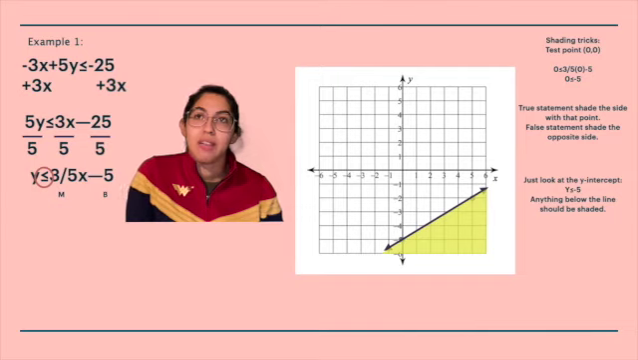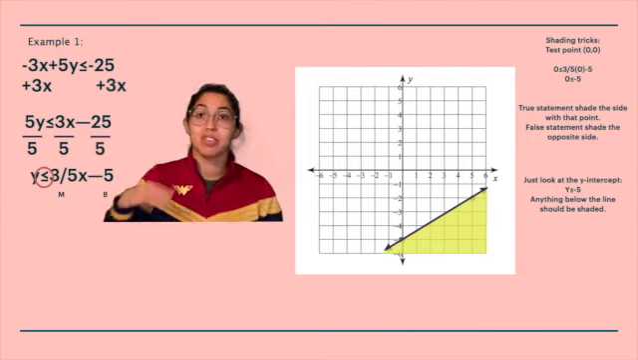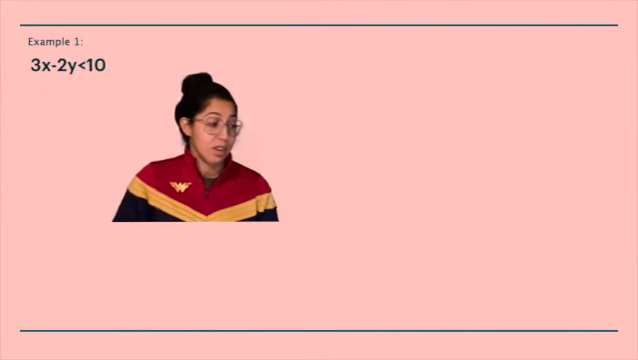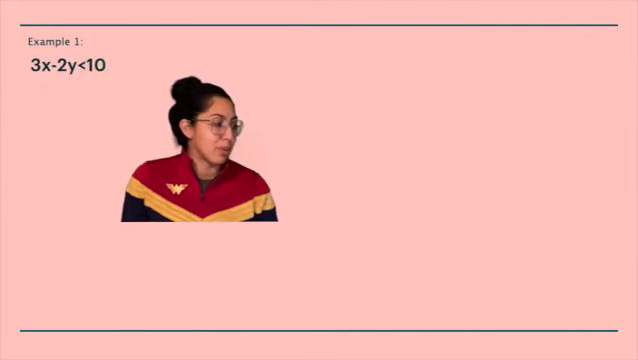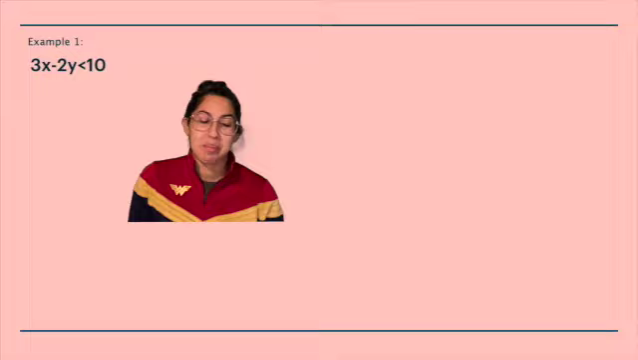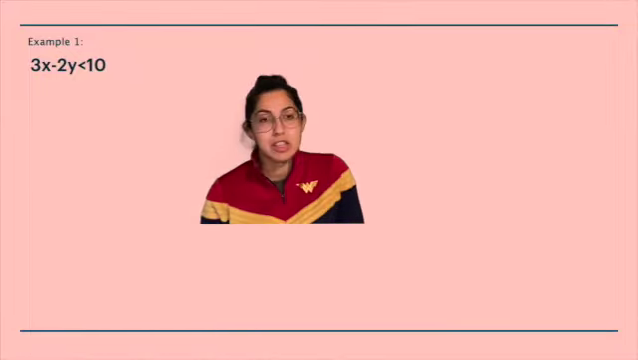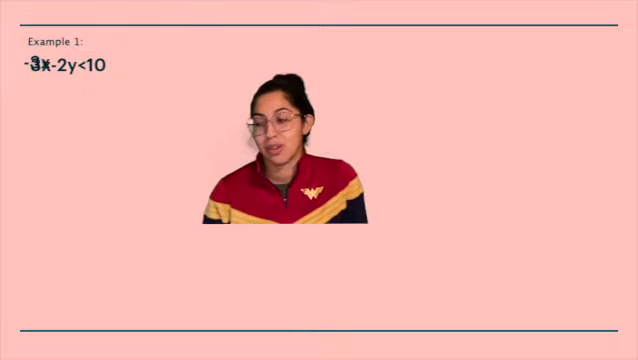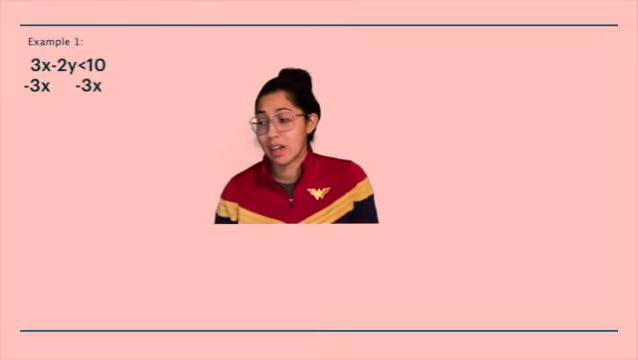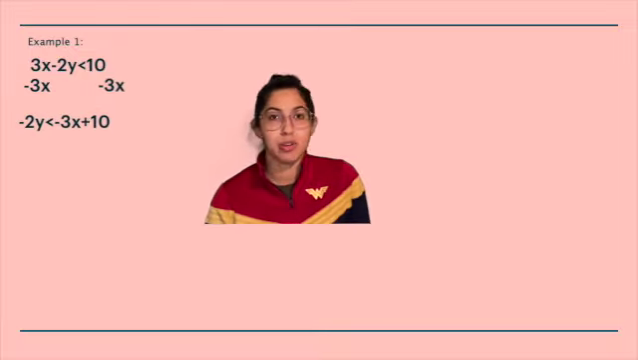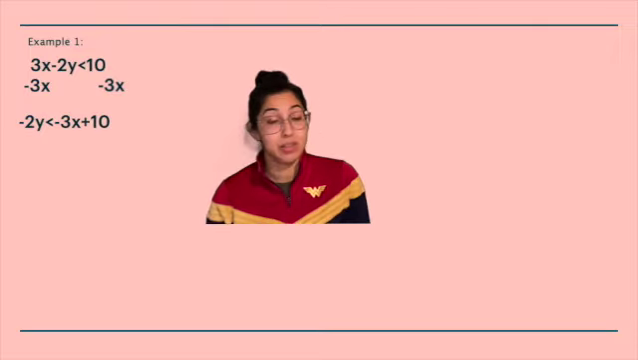If we were to have ended up with a true statement for that (0, 0) test point, then we would have shaded anything above. Okay, so example 2, it says example 1, but that is example 2. So 3x minus 2y is less than 10. Let's go ahead and solve this. So subtract 3x from both sides. You're left with negative 2y is less than negative 3x plus 10.